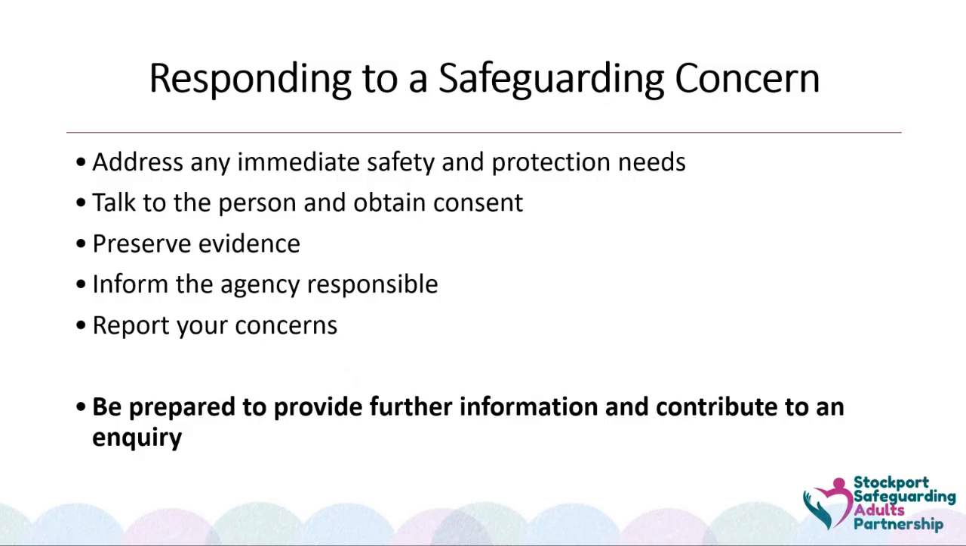We need to think about preserving any evidence that might support any claims or concerns or safeguarding inquiries. And we need to inform the agency responsible for working with that adult what actions we are taking. At the end of this, write all this down and report those concerns to the local authority, being really specific and clear on that level of harm and abuse or neglect that the adult's taking. And the tool that we're going to talk through will help you to identify and be clear on what that looks like.